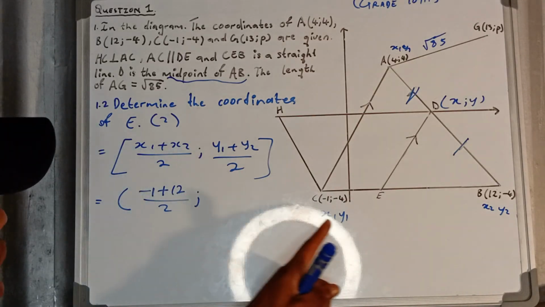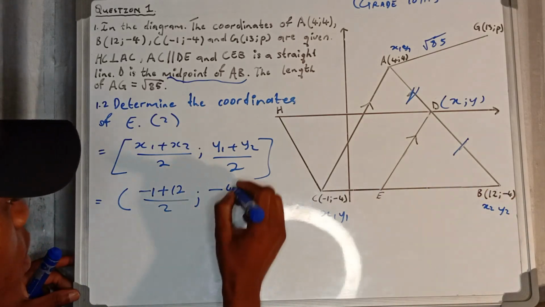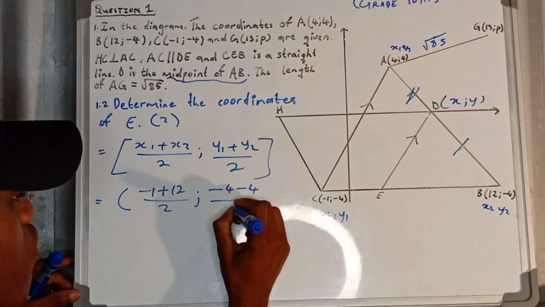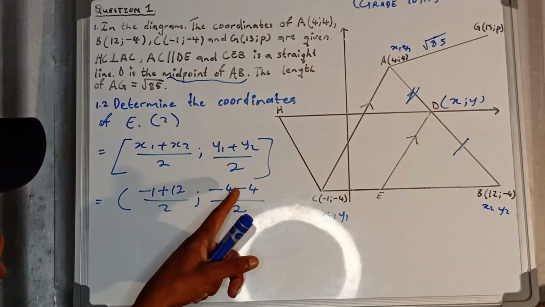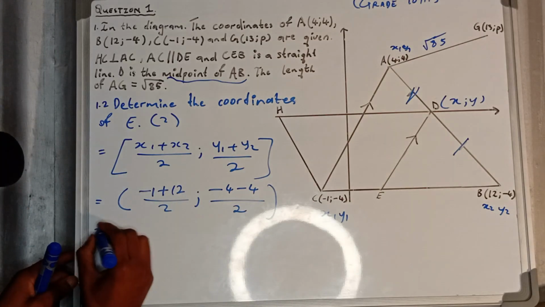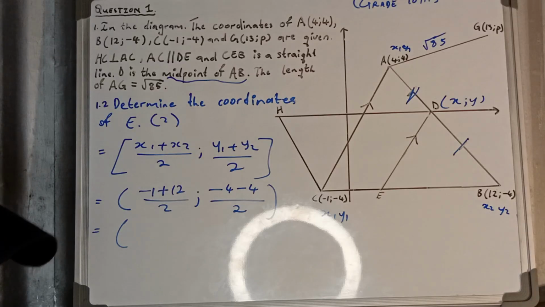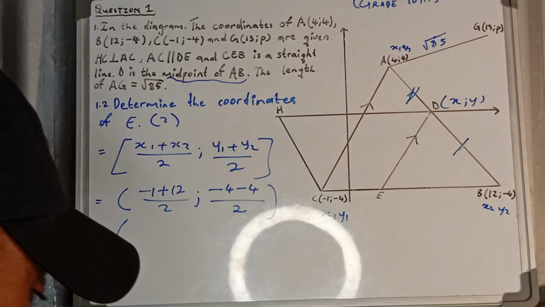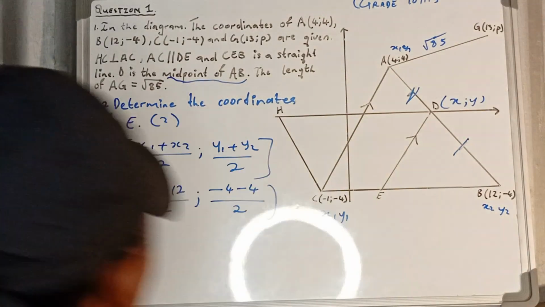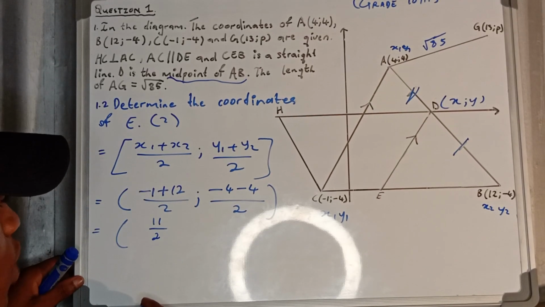Then let's come to Y1. Y1 is -4, plus -4 also, divided by 2. Why are we saying negative? Because negative times positive will still be negative. Now you must press this on a calculator very quickly. You must not make mistakes, guys. So that will be 11 over 2. I hope you're with me.